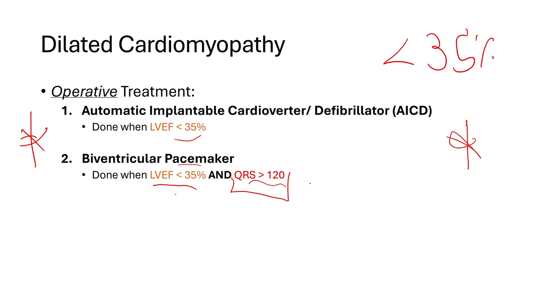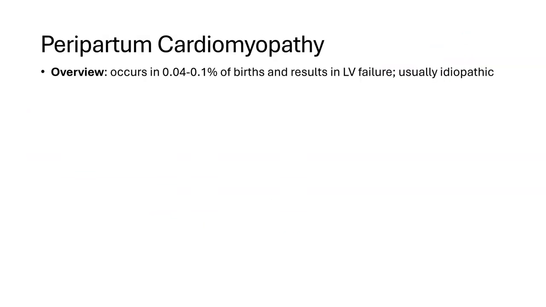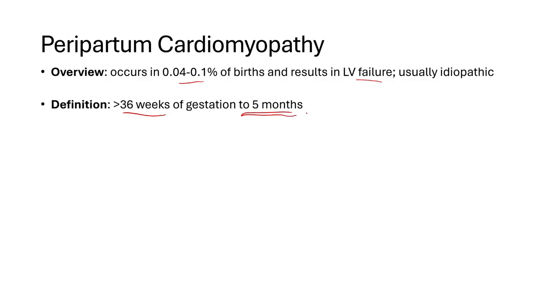Now let's talk about a caveat to dilated cardiomyopathy, something known as peripartum cardiomyopathy. This is a very rare occurrence, typically only occurring in 0.04 to 0.1% of births, and results in left ventricular failure. This is typically idiopathic, but is thought to be caused by some sort of volume overload or increased volume circulating throughout the body during pregnancy. The definition is important to know, as this can occur greater than 36 weeks while pregnant, all the way up to 5 months postpartum. And that's important. A lot of times peripartum cardiomyopathy actually occurs after delivery, up to a few months.